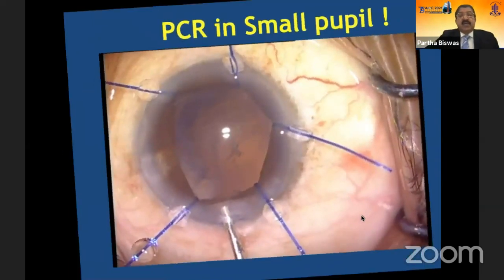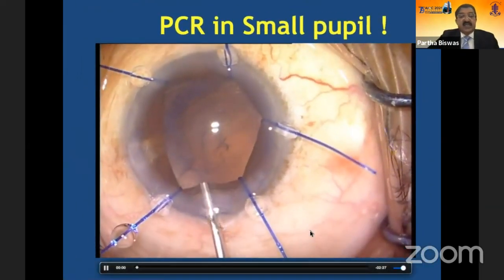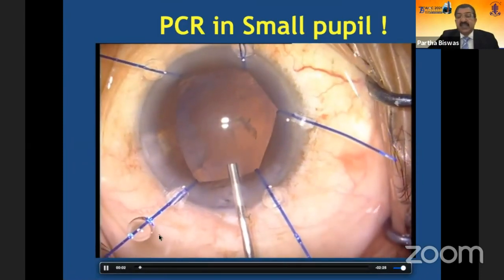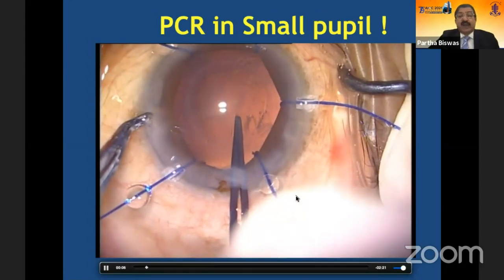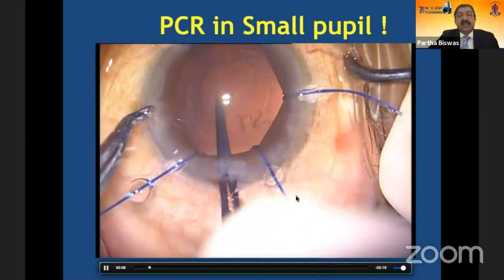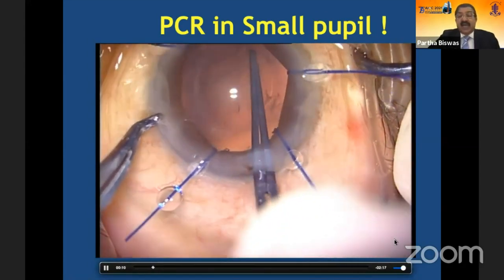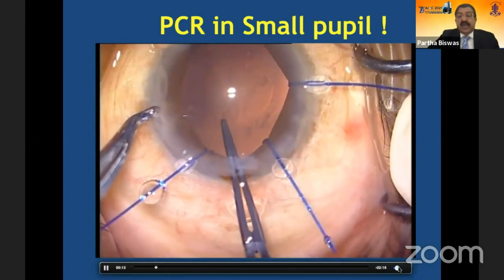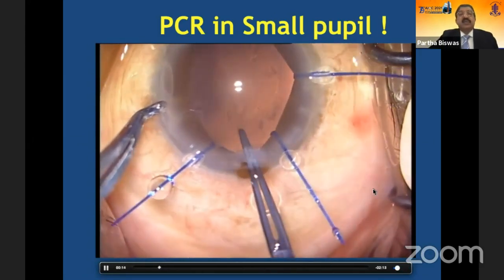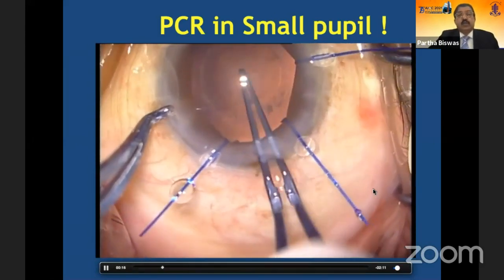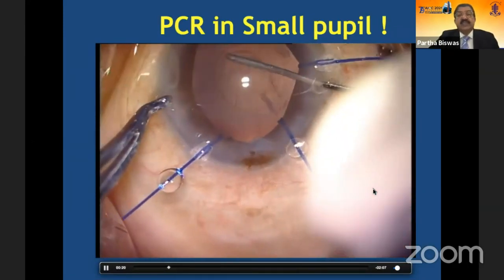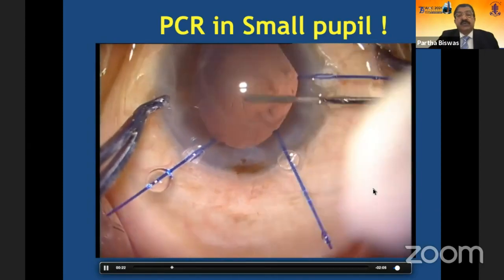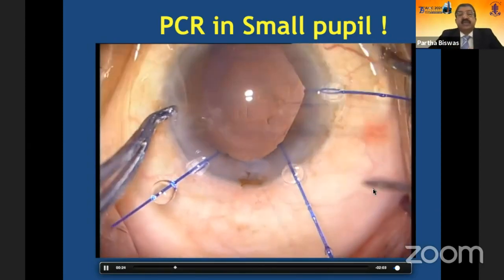The next part is this PCR in the small pupil. As you can see, it has been a very, very difficult situation for me. You can see there are 5 hooks there. I've created a posterior capsular rupture and I have to repair it. Again trying to do a PCC there, I've been able to complete it, and look at this amount of vitreous that there is in the anterior chamber.